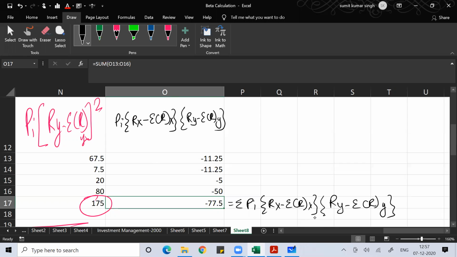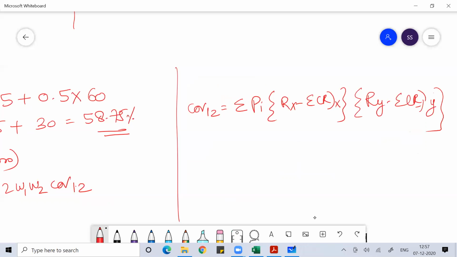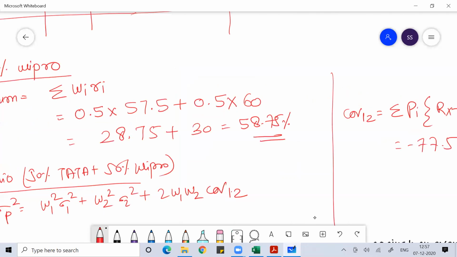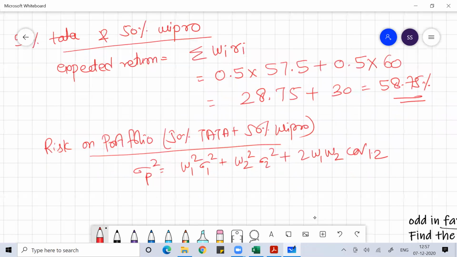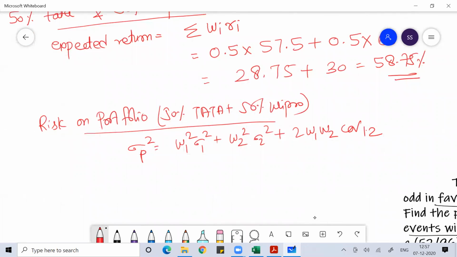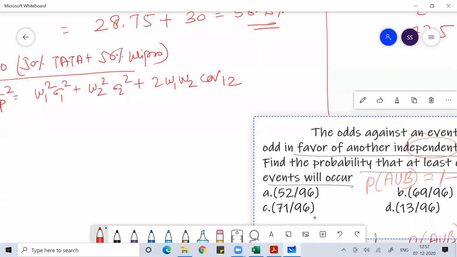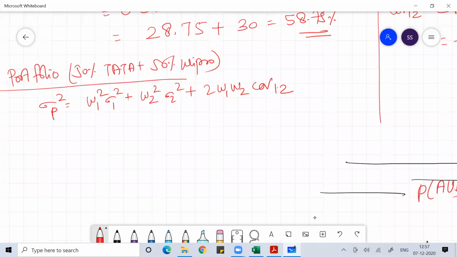The covariance between both the stocks is -77.5. Once I got this, now for me the homework would be very easy.